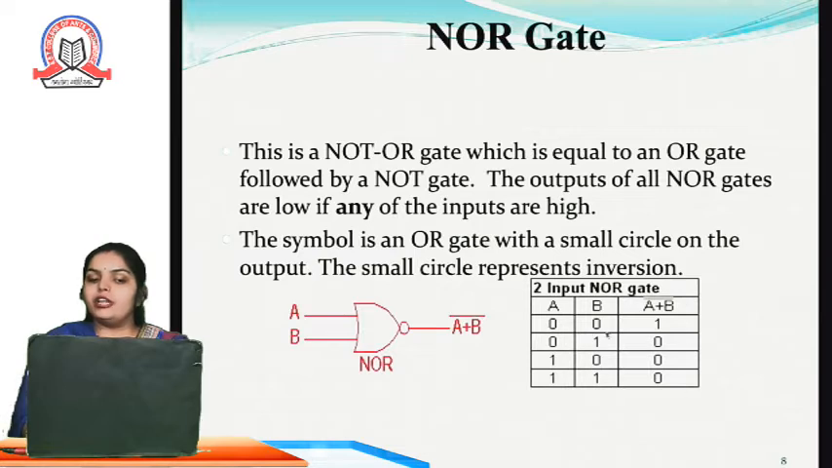Here is the truth table for the NOR gate. So for 0 0, if both the inputs are low, you will get the high result in case of the NOR gate. And if any of the inputs is high or both the inputs are high, you will get the low result, meaning you will get the 0 in your operation.